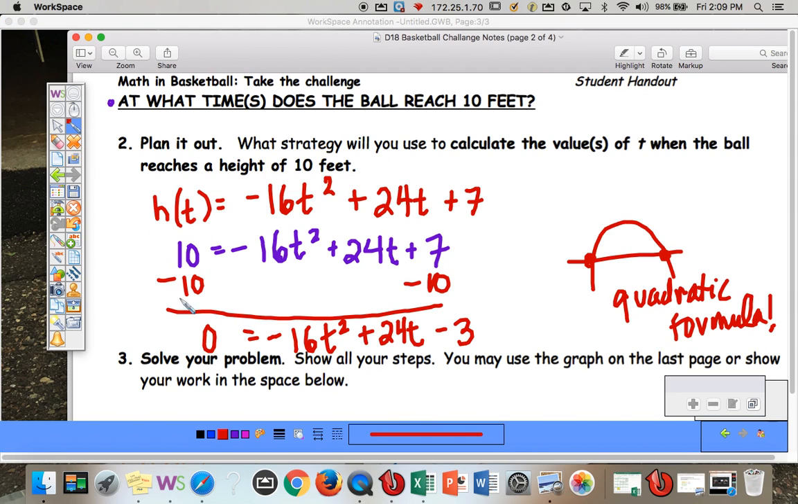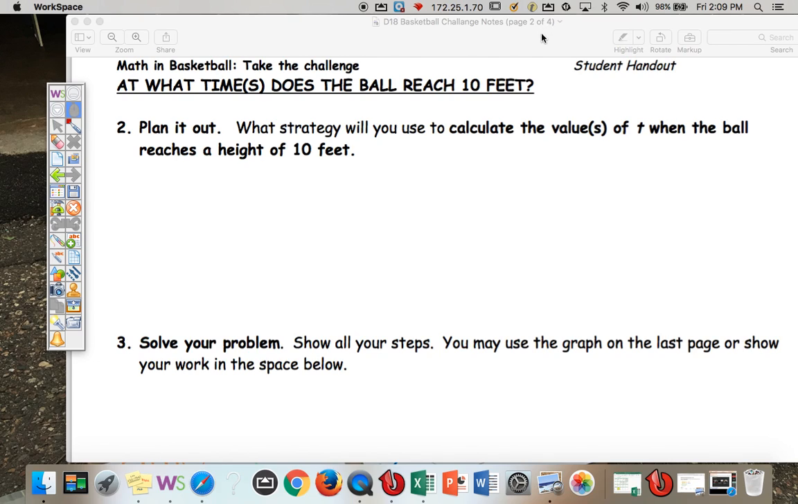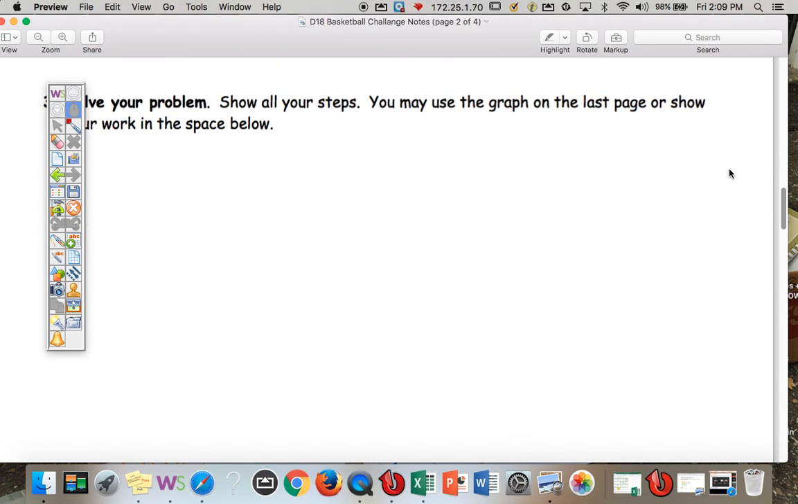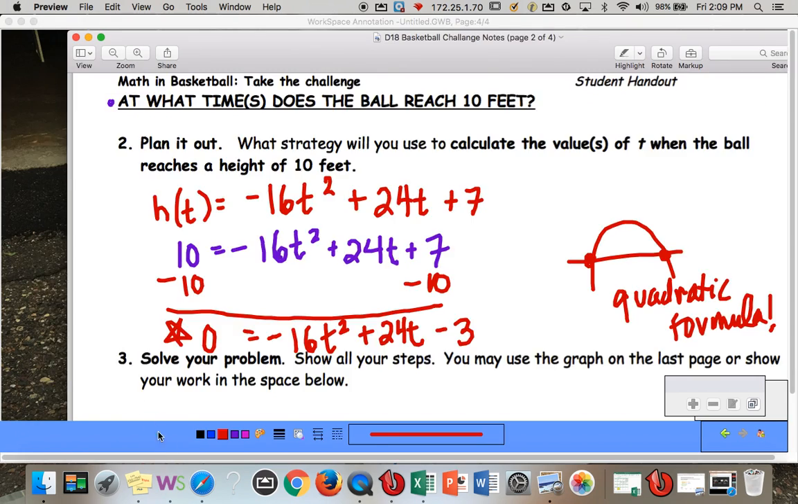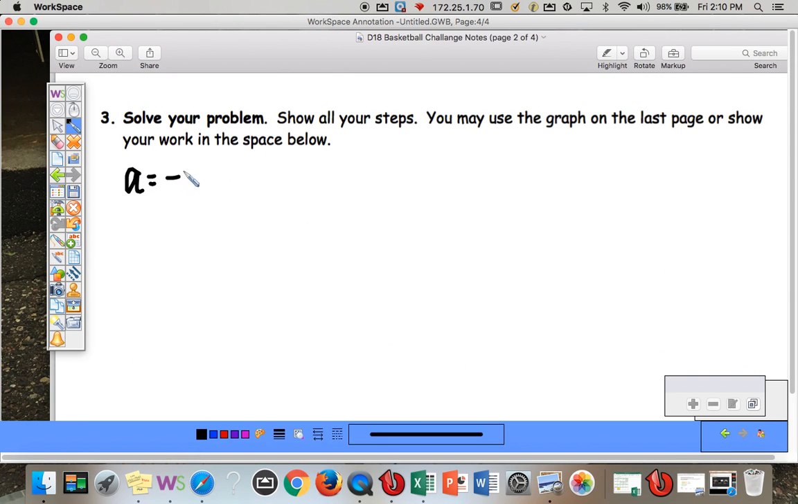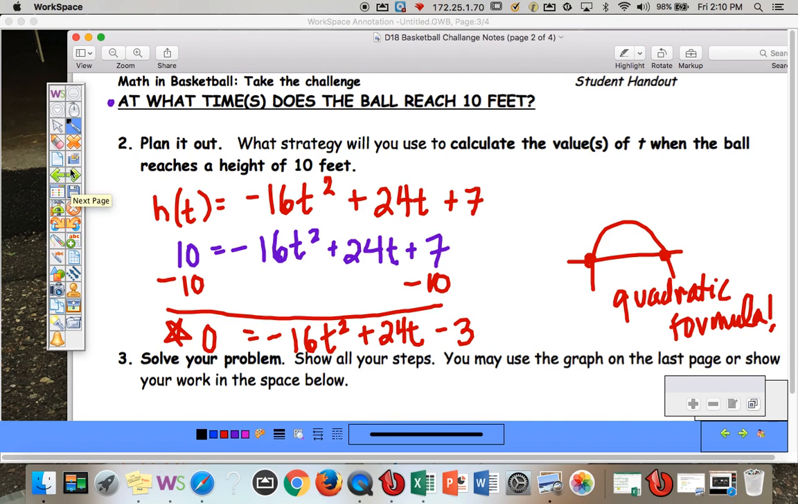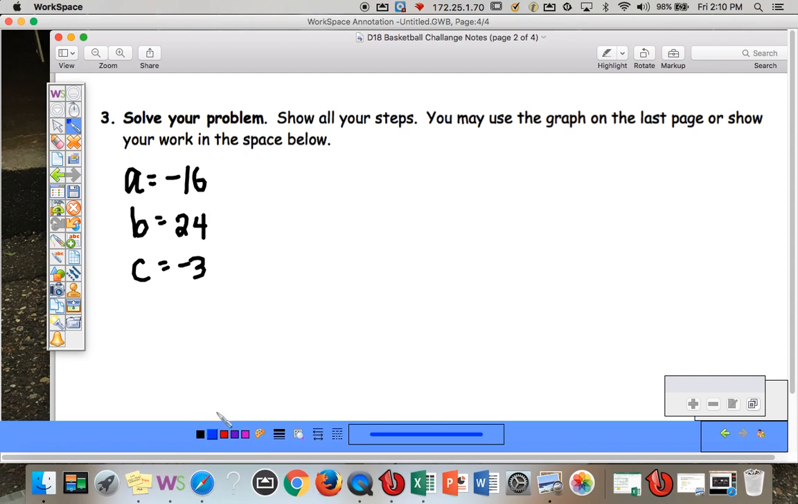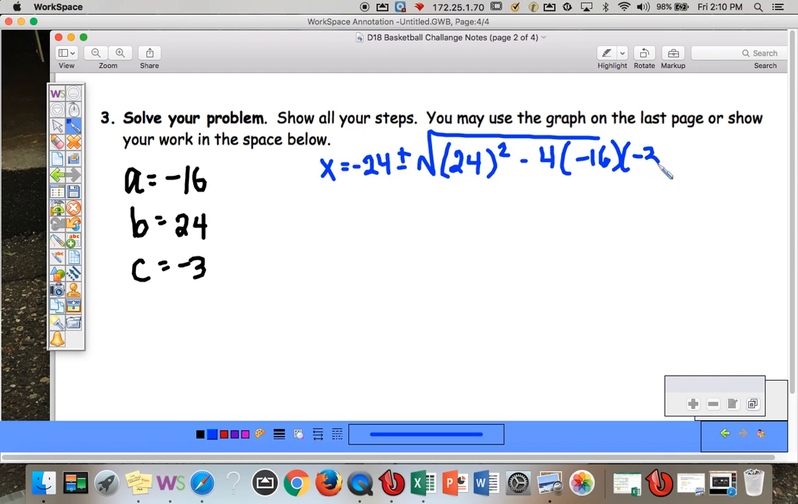Okay, so let's use the quadratic formula with this equation to find the zeros of that graph. Solve your problem, show your steps. Let's first find A, B, and C. According to our equation, A was negative 16, B was 24, C was negative 3, which we got from getting 0 on one side. Let's plug into the quadratic formula: x equals opposite b, so negative 24, plus or minus the square root of b squared minus 4ac, all over 2a.